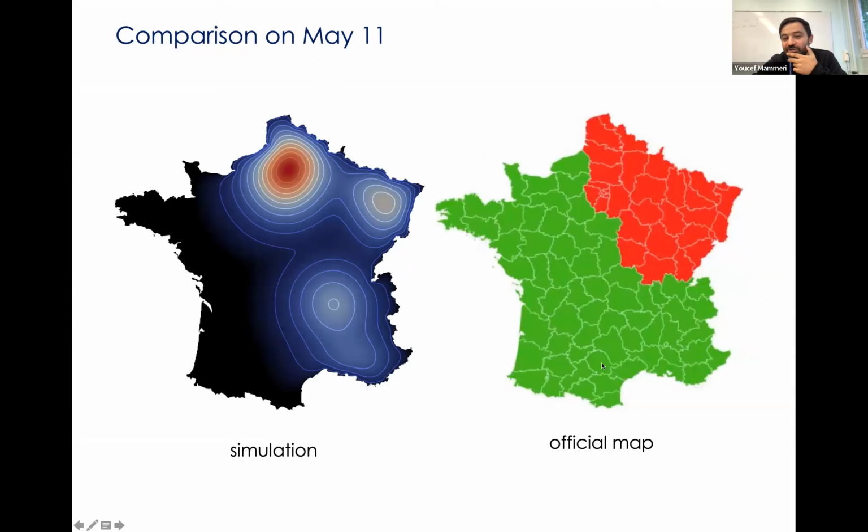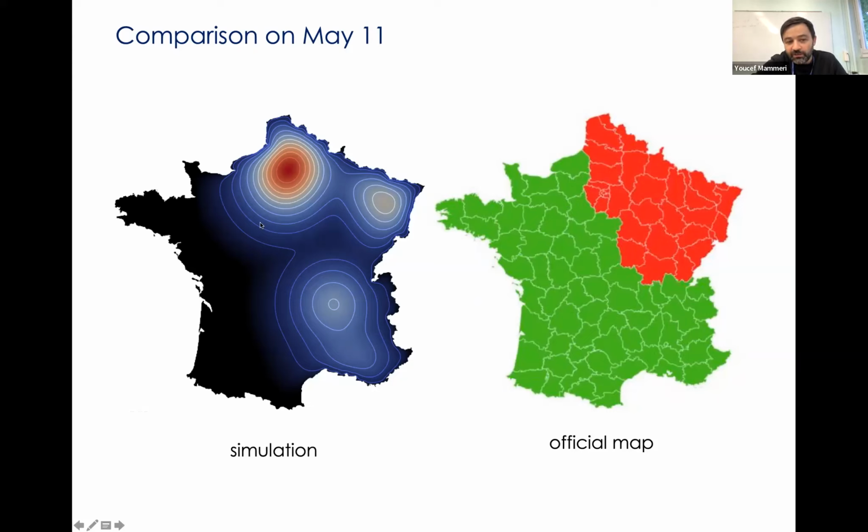So this is the official map from the government. May 11 is the day when we stopped the lockdown in France. I did the simulation before, because I didn't want to cheat. I made the simulation, and if it worked, it was good. But if it didn't, okay. The simulation was made much before the official map, and this is the official map on May 11. But actually, the true map is more like the simulation than the official map.